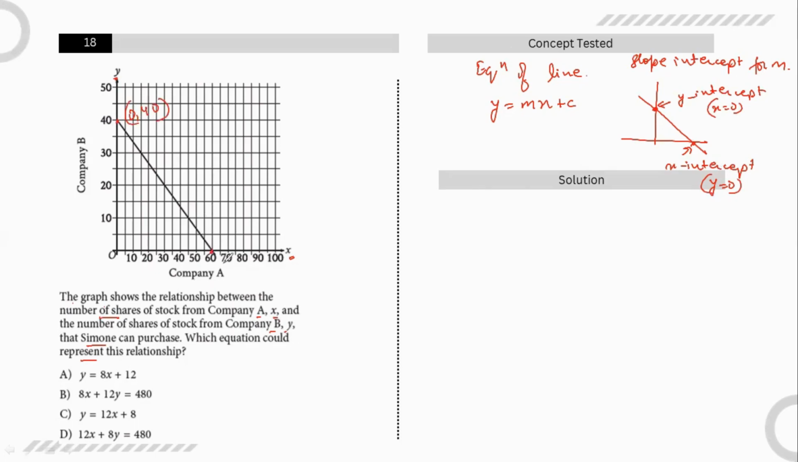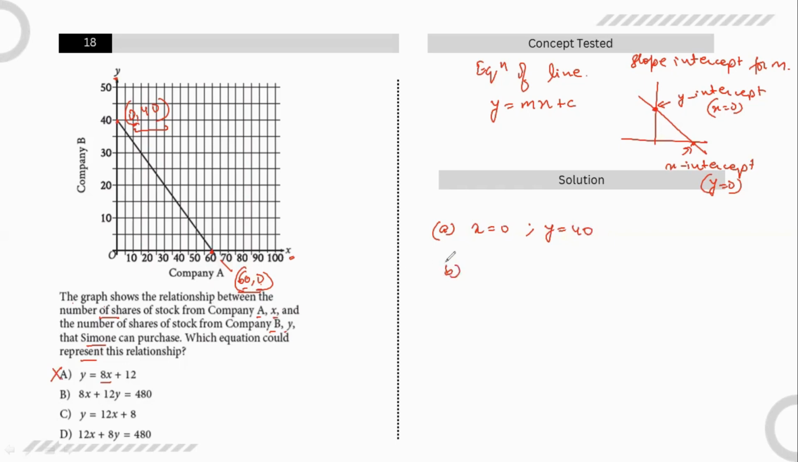And what will be this point? This point will correspond to 60, 0. That means x is 60, y is 0. Let's now substitute this value, x as 60, y as 0, as well as this point, x as 0, y as 40, and whichever equation gives that will be the correct answer. So if we use the first option, option A, let's substitute x as 0 and y as 40 and see whether LHS is equal to RHS or not. So when you substitute x as 0, 8x comes out to be 0. So y is equal to 12? No, y is actually 40. Option A gets cancelled out.